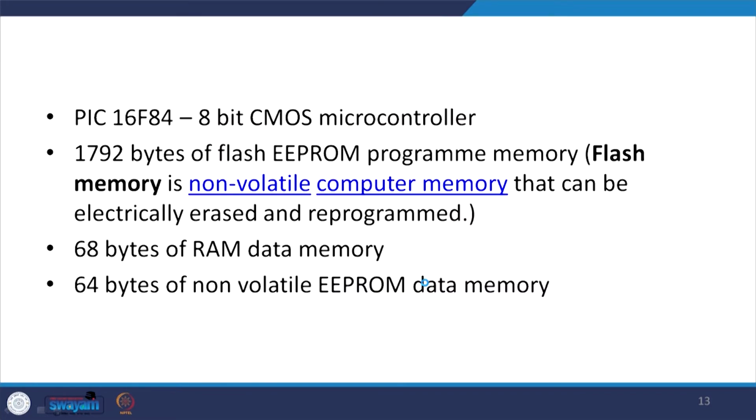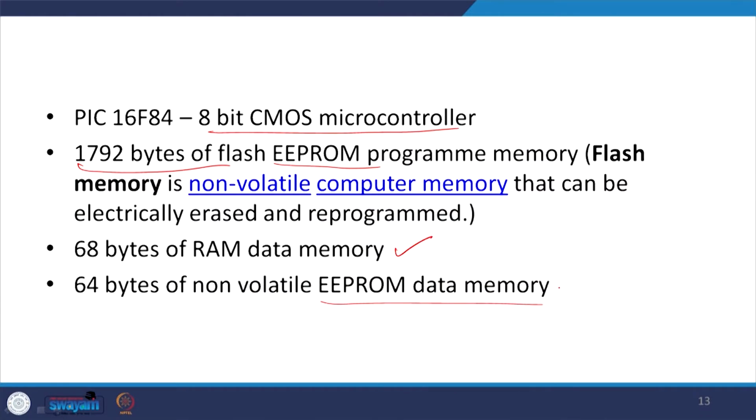This PIC16F84 is an 8-bit CMOS microcontroller, and it has 1792 bits of flash EEPROM program memory, and this flash memory is non-volatile computer memory that can be electrically erased and reprogrammed. It has 68 bytes of RAM data memory and 64 bytes of non-volatile EEPROM data memory.